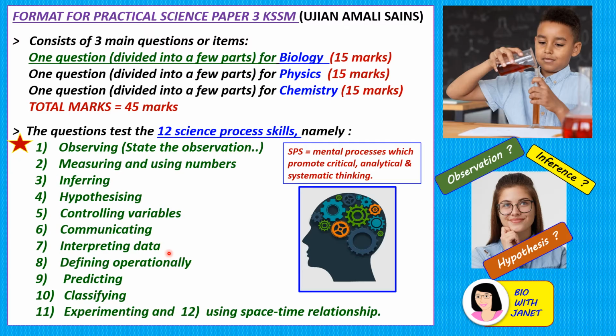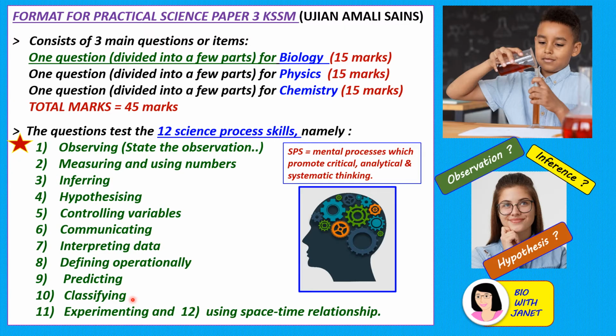For example, you have to state the relationship between two things, and then after that you may have to give explanations. Defining operationally, this is also an important skill which many students are weak in. So we're going to find out how to give an operational definition for a term. Predicting, this can come out as a HOTS question. Predict what will happen when a certain situation occurs. So you have to apply your biological knowledge to answer that.